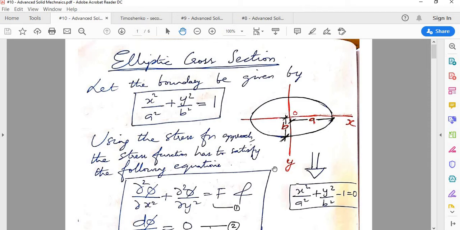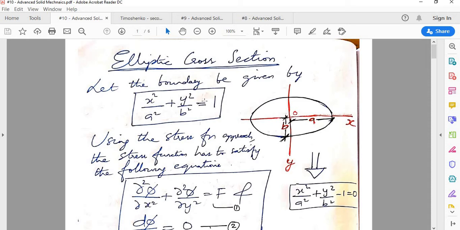So ellipse, you know that it is similar to a circle, but you will have two radii, right? So you have a major axis, you have a minor axis. So here major axis, let it be a, and minor axis, let it be b. So the equation of ellipse is given by the following expression: x square by a square plus y square by b square equal to 1. So at the boundary you can substitute this, and this is basically the expression for ellipse.